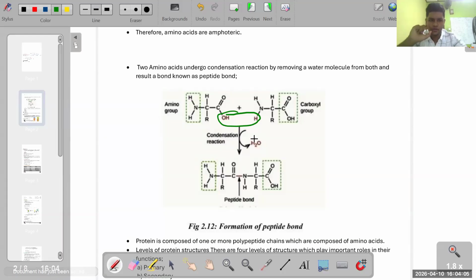Condensation reaction. Very good. Is that clear? Is it clear now? Now, can you see, after removing that water molecule, the carboxyl group of one amino acid and the amino group of the other amino acid are joined by a red colored bond? Can you see?